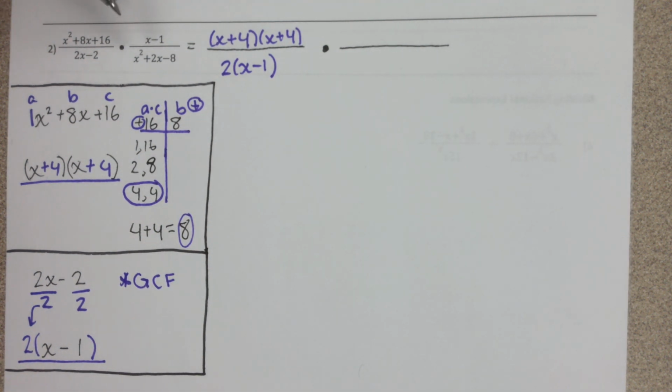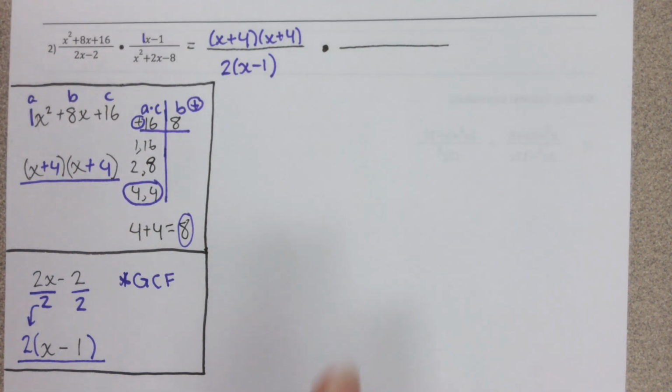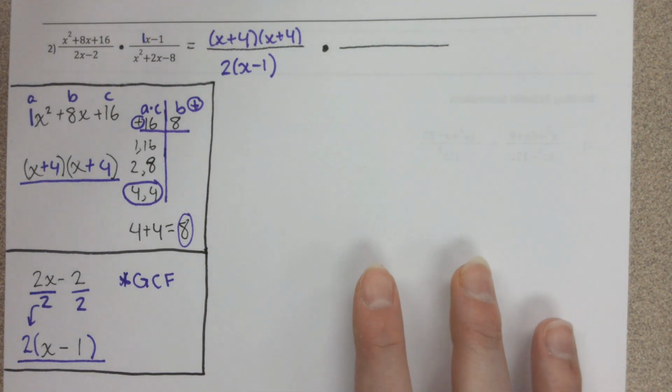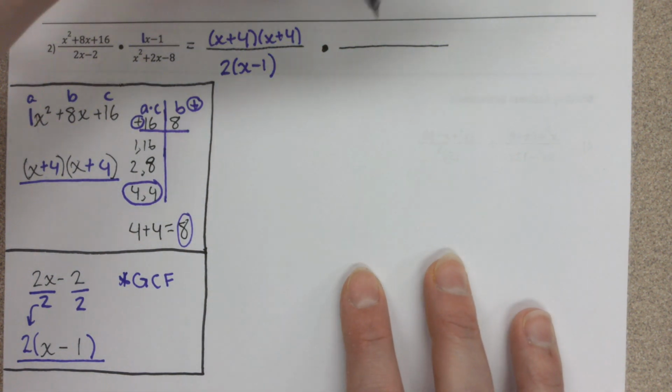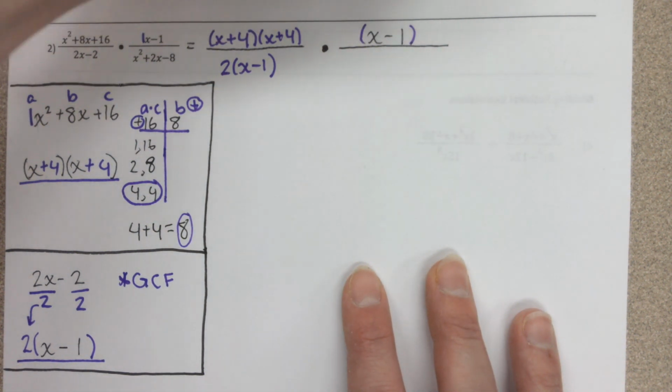On the top of the second fraction, we just have x minus 1. Those are both 1, and they don't both share an x. So there is no GCF here. That is the whole term. So it's just x minus 1. The only change I would make is put parentheses around it.